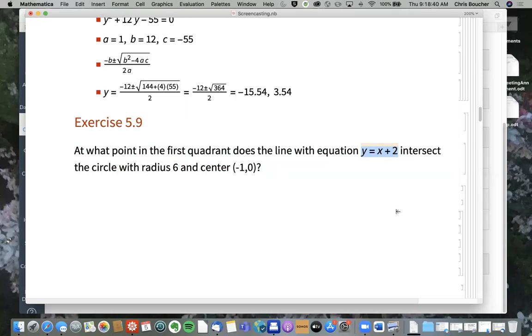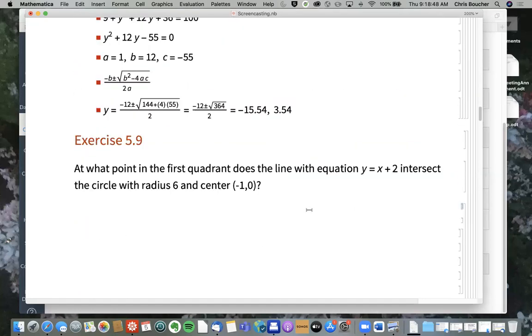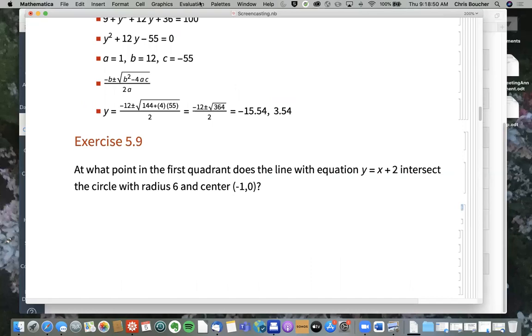The slope is 1, the y-intercept is 2, and then circles we've been talking about today. So you could draw the picture of this if you wanted to, and I think we'll show the picture down below, but it's not absolutely necessary.